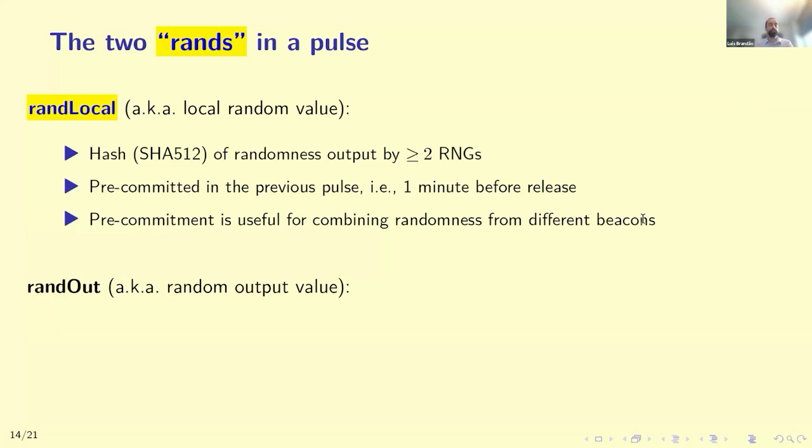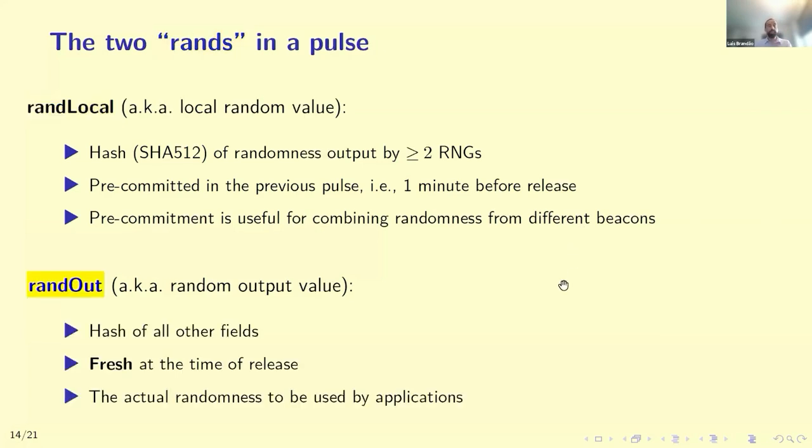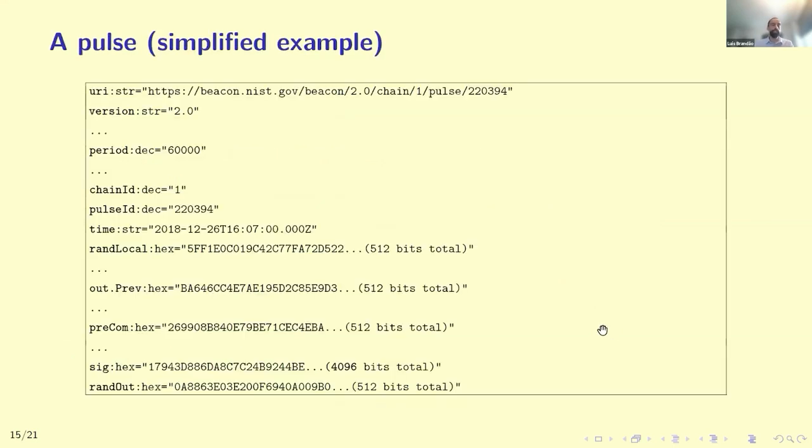And this pre-commitment is actually useful. The reason for its existence is to enable combination of randomness from different beacons in a way that ensures independent values from different beacons. Then we have the random output value, which is essentially the hash of all previous fields in a pulse. This value is actually fresh at the time of release, and this is the actual randomness value that would be used by applications if you're not combining various beacons. This slide is just for visually hinting at the various fields in a pulse.